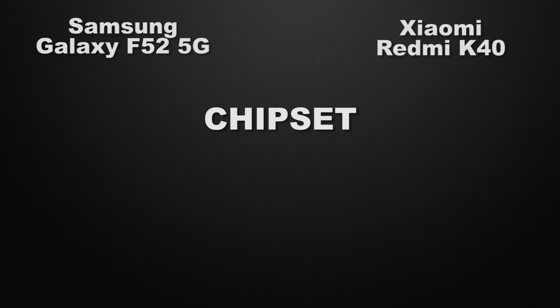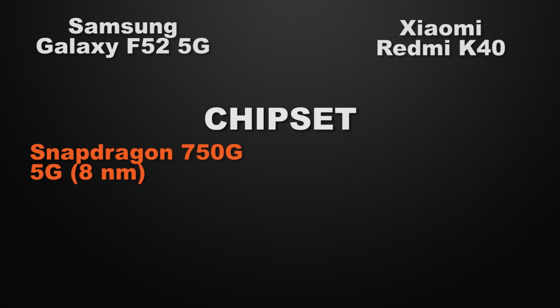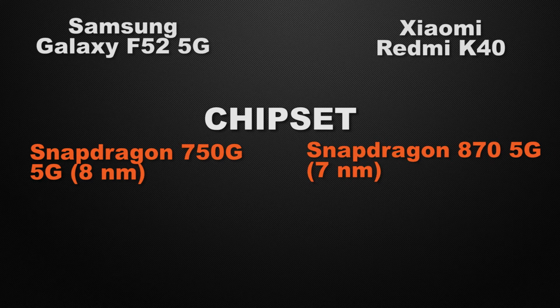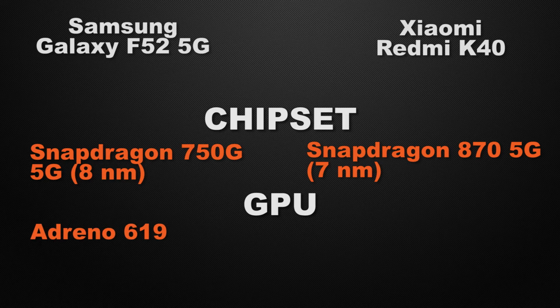Let's talk about the processor of the devices. F52 is powered by Snapdragon 750G 5G based on 8nm process, whereas K40 is powered by Snapdragon 875 based on 7nm process. So the winner here is K40 because it has a flagship processor which gives you faster processing speed. And about the GPU of the devices, F52 is packed with Adreno 619 whereas K40 is packed with Adreno 650. So again the winner here is K40 because it can give you more FPS in games.